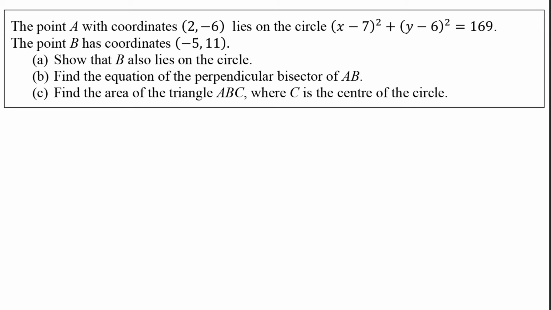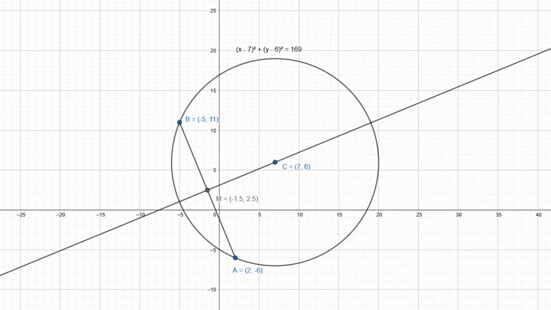In the final part of the question, we're asked to find the area of the triangle ABC, where C is the centre of the circle. Let's draw some line segments joining the points A and B to the centre. So we can see that the area we're being asked to find is this shaded area. How can we find the area of that triangle? Well, actually, I think it will be slightly easier to find the area of half of that shape and then double it. So let's try and find this area.